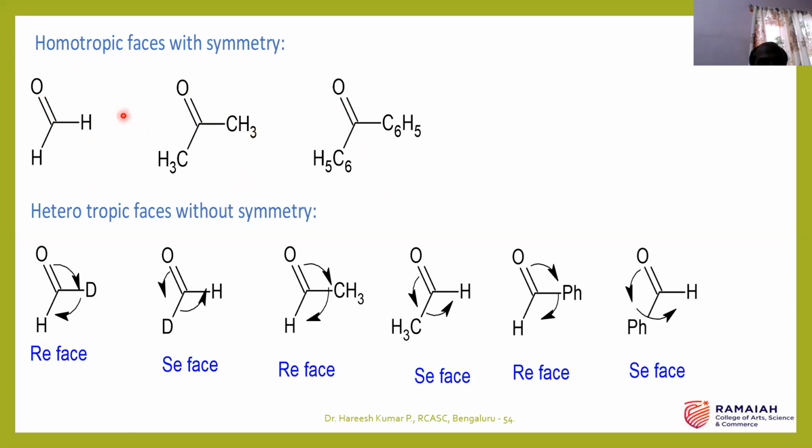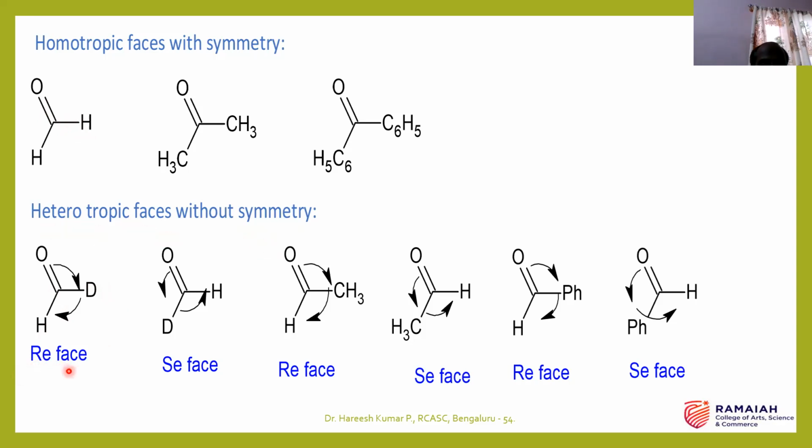Okay. And what we can say is that these are the examples of homotopic phases, with symmetry. Symmetry is there. But here I will mention one more terminology: heterotopic phases, without symmetry. So you can observe that this is a different group, this is also a different group. And one more thing, homotopic phases contain only one phase, whereas heterotopic phases contain two phases.